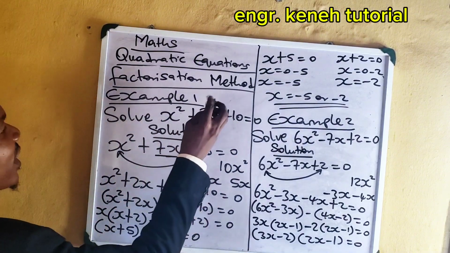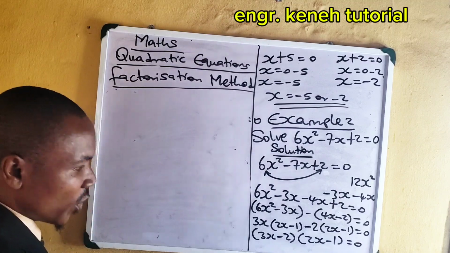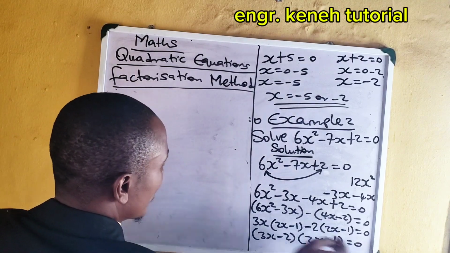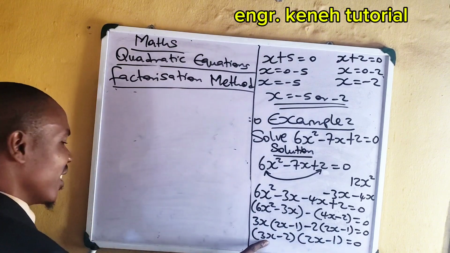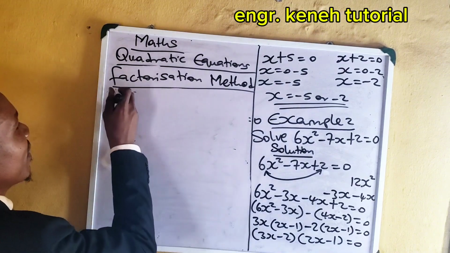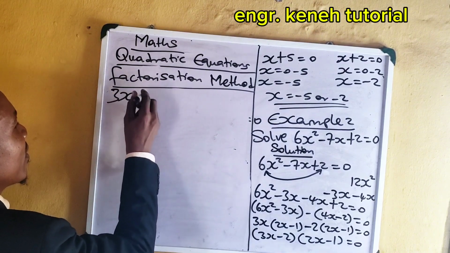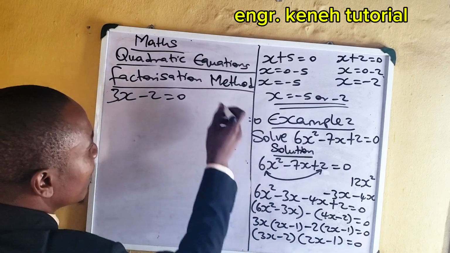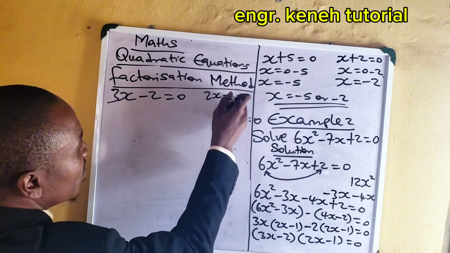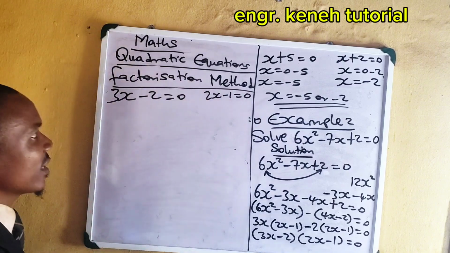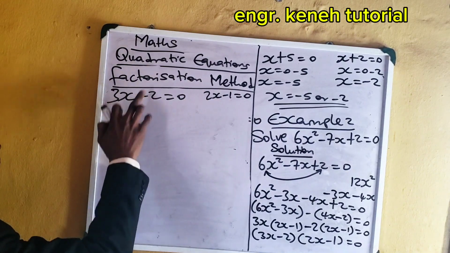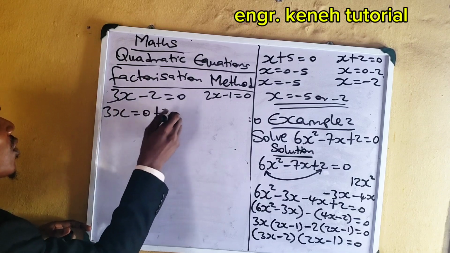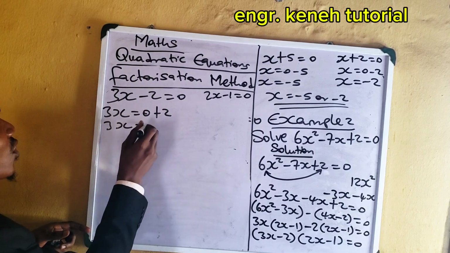So I don't have much space here. Let me continue over here. All right. What we do here is this. This equates it to be 0 and this equates it to be 0. What do we have here? 3x minus 2. So we have 3x minus what? Minus 2 is equals to 0. This one we have 2x minus 1 is equals to what? 0. Can you see that? All right. This is minus. Crossing over here should be plus. You have 3x is equals to 0 plus 2. 3x is equals to 2.